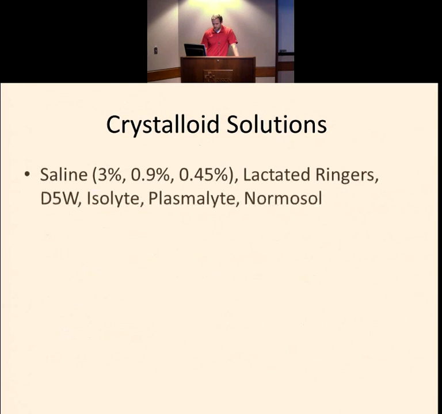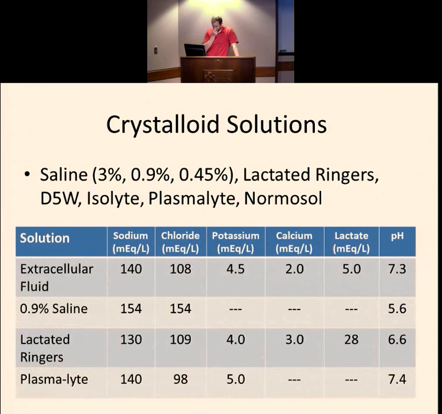So, all right, we'll look at crystalloid solutions specifically here. Like you just said, we have saline, 3%, 0.9%, also considered normal, 0.45% or half normal saline, lactated ringers, D5W, Isolyte, Plasmalyte, Normosol. And this table here compares the extracellular fluid on the top. So in our bodies, the extracellular concentration of sodium is approximately 140 milliequivalents per liter, chloride 108, potassium 4.5, calcium 2, lactate 5. I don't think that's actually true. Most values are less than 2, but your textbook says 5 is normal. And the pH of our extracellular fluid is 7.3.